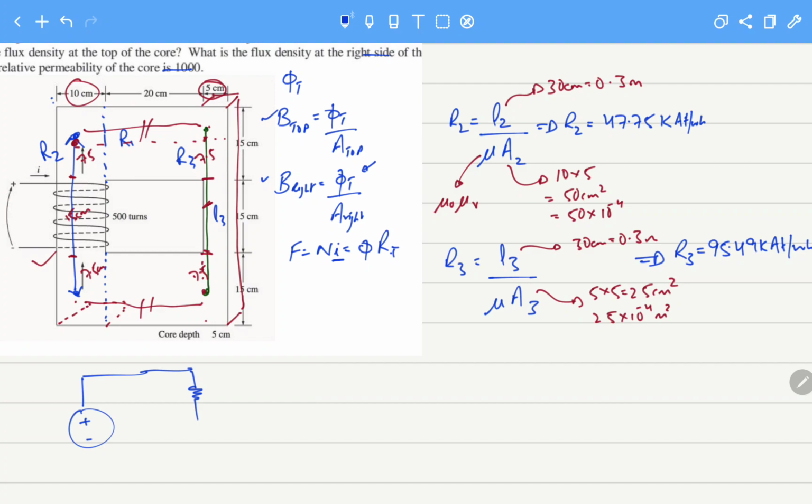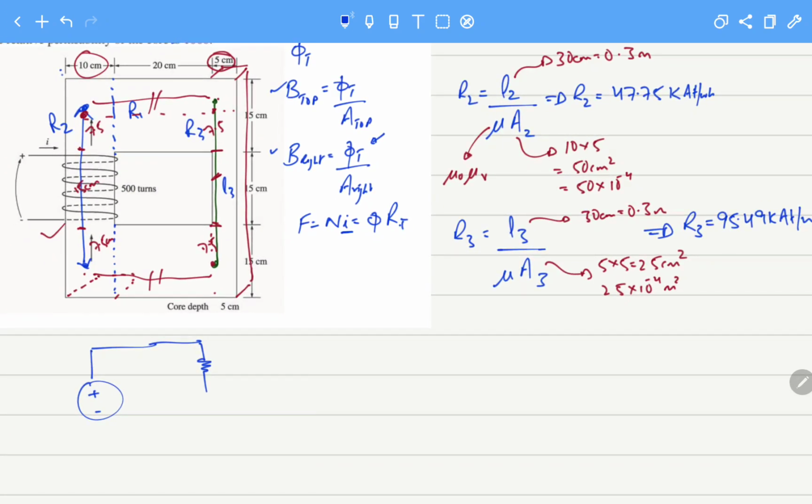So we can see that it is narrower than the left side. That is why we have higher reluctance. Now let's look at reluctance 1. And reluctance 1, I am actually combining the top of the core and the bottom of the core. So if you look at this, this is getting a little messy.